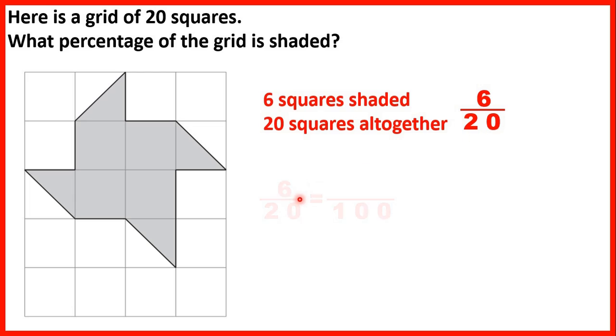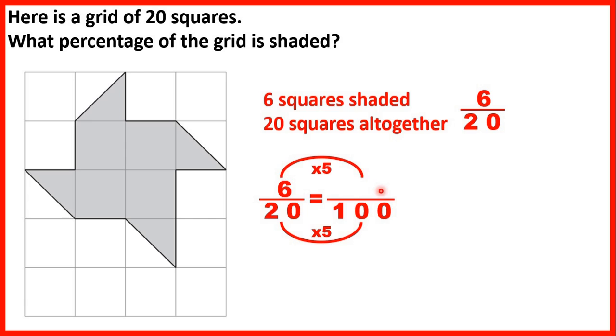20. But a percentage is a fraction with a denominator of 100, so we can find an equivalent fraction. 20 times 5 is 100 and 6 times 5 is 30. So because we have 6 squares out of 20, or 6/20ths shaded, and that's equivalent to 30 hundredths, we know that 30% must be shaded.